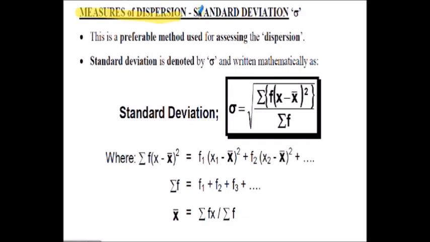Another method of dispersion we can use is the standard deviation, often denoted by the lowercase sigma, that sideways-looking 6 symbol. This is a preferable method of assessing dispersion within engineering problems. Mathematically, the standard deviation is given by what looks like a very complicated formula. It's the square root of the summation of the frequencies times, in brackets, x take away x bar, all squared, and that's all divided by the summation of the frequency. It looks very complicated, and is given here without proof, though there is a proof behind it. We're going to solve this using a tabulated method, shown overleaf.